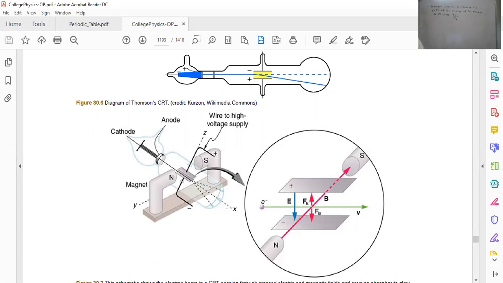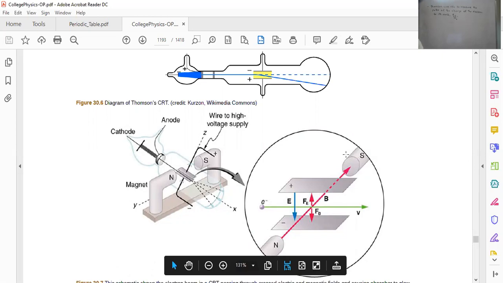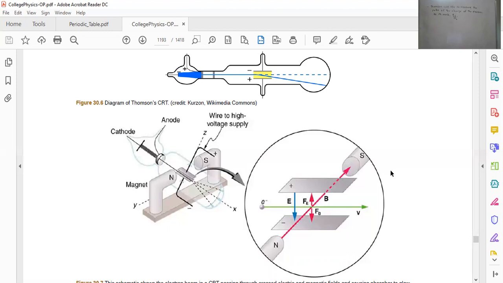So imagine an electron going, let's say, in the X direction, with up and down being Y; the magnet would be in the Z. All right, so the magnetic field would do what? The magnetic field is going to be going from north to south, cutting across what we call the positive Z hat direction. The electric field always goes from positive to negative. So this picture shows the positive plate on top, the negative plate on the bottom.